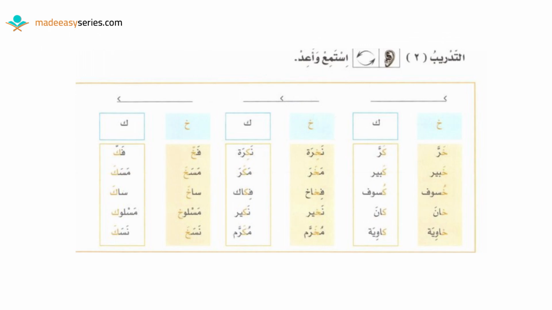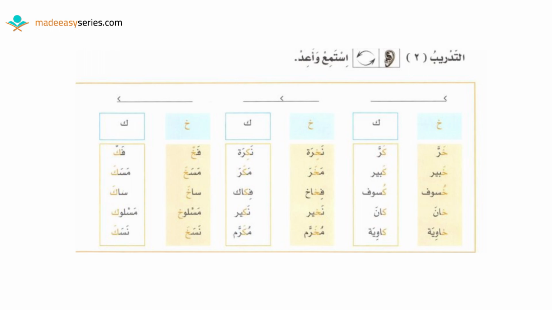It says at-tadrib al-thani, the second exercise. It says istami', which means listen, wa'id, and repeat. Here we're going to practice the letter kha when it's in the beginning part of the word, middle part of the word, and at the end part of the word. If you notice here, you also find kaf when it's in the beginning, in the middle, and at the end. Why are these 2 letters next to each other in this particular activity?